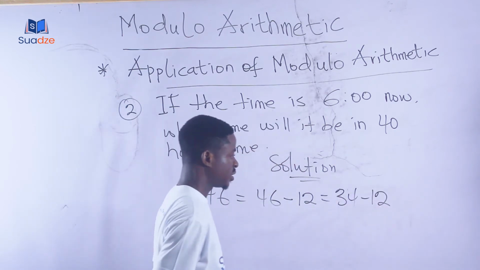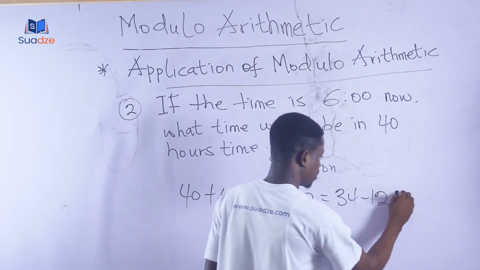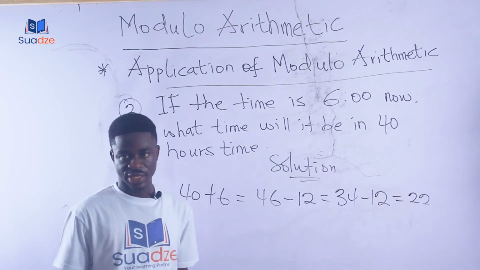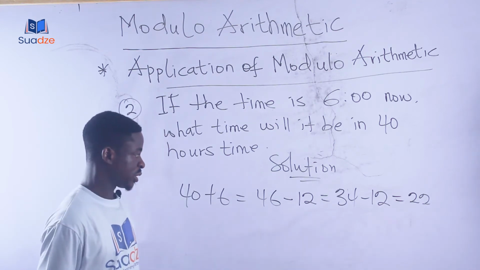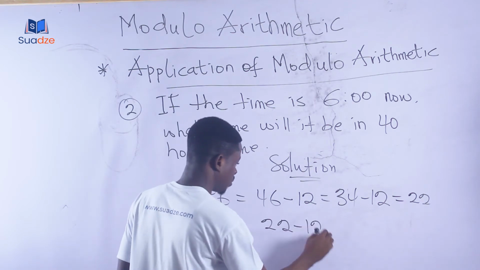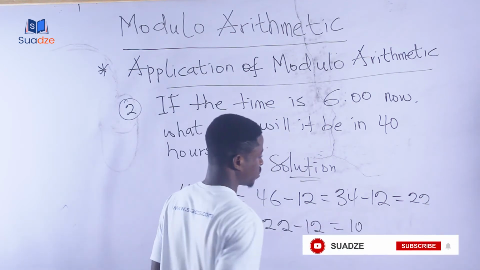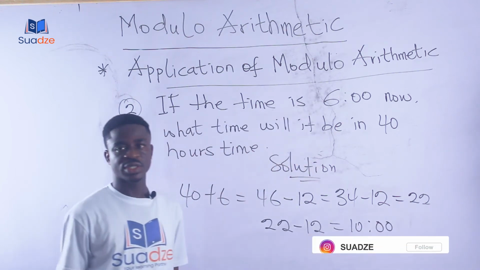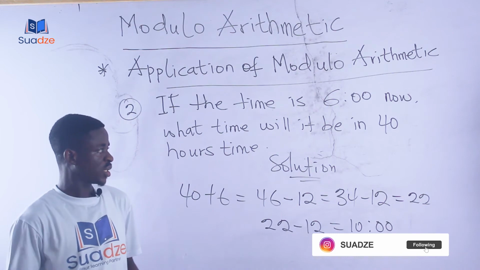So this from this will give us 22. 22 is also still greater than 12. So we are going to subtract 12 from it. So we are going to get 22 minus 12, which will give us 10. So it means that in 40 hours time, it's going to be 10 o'clock.